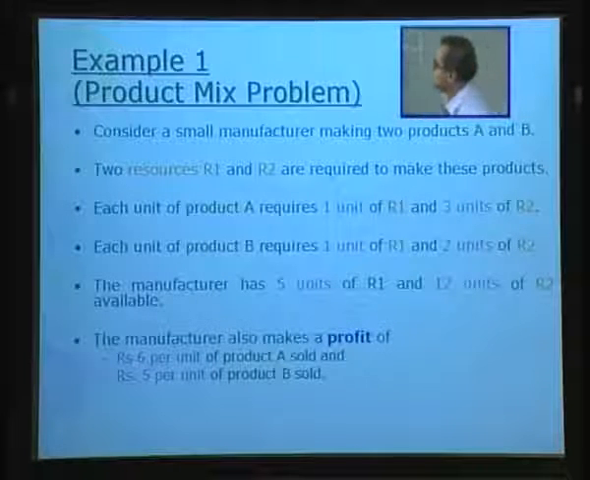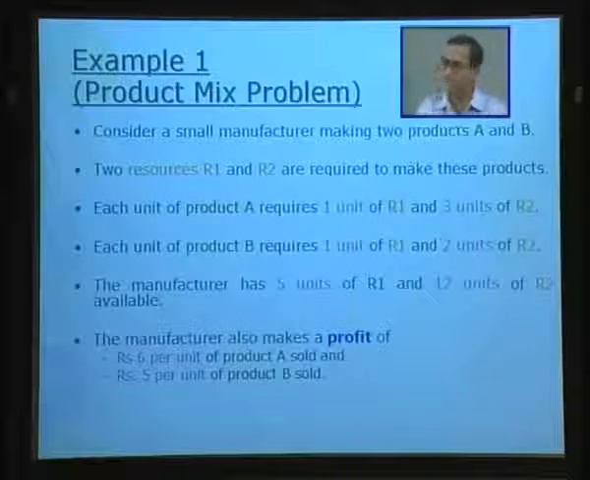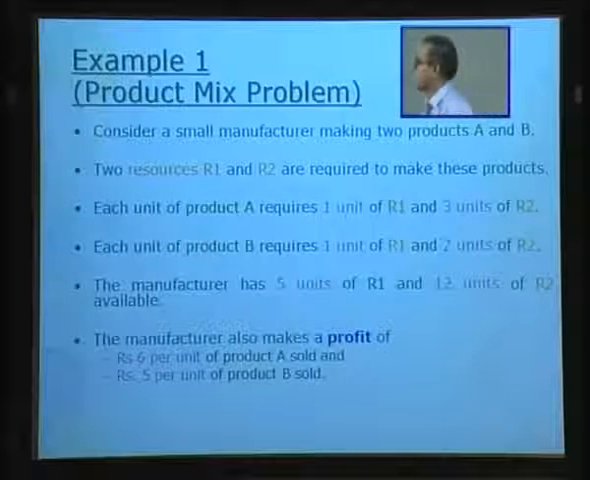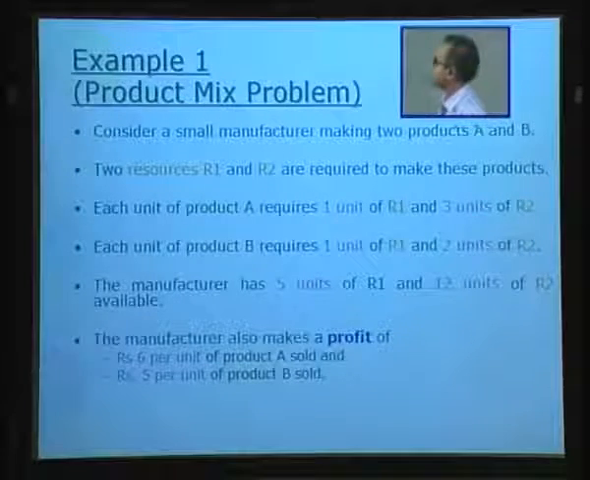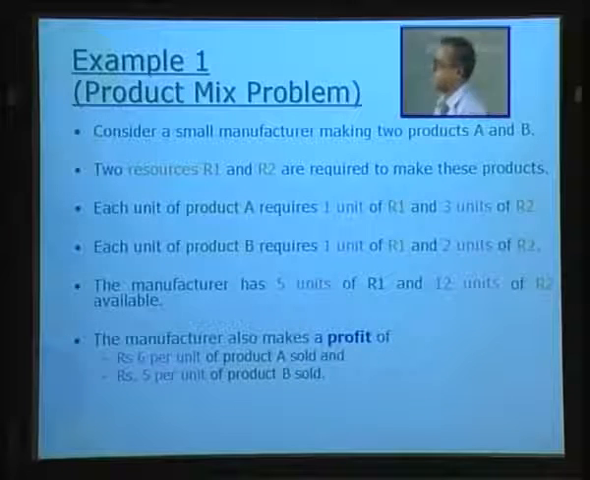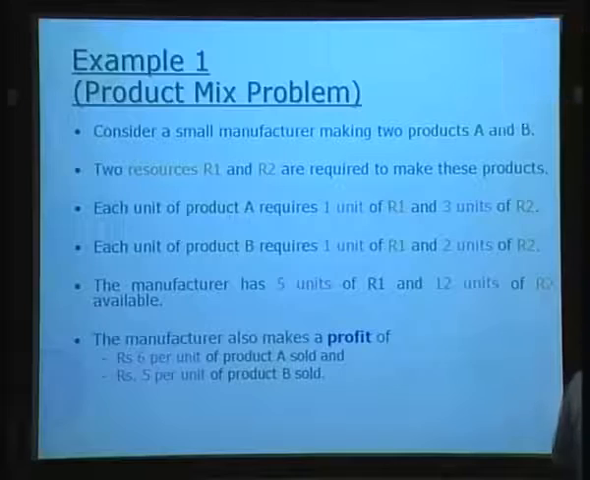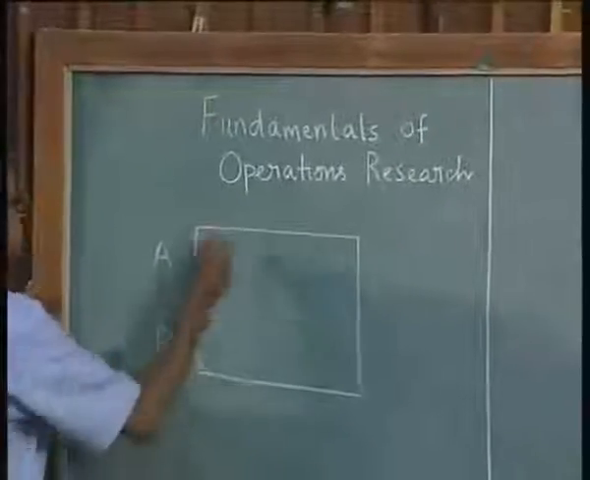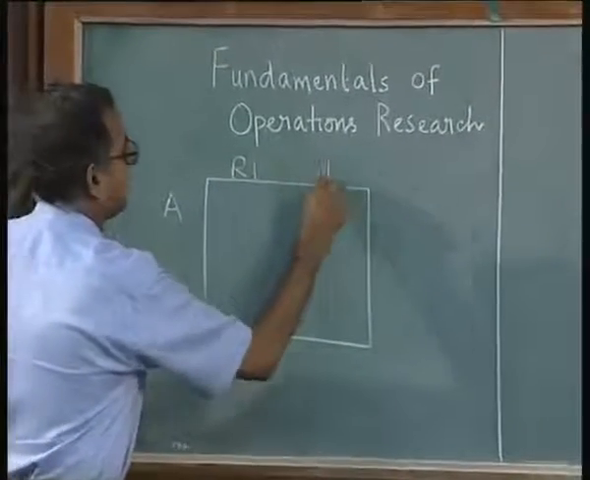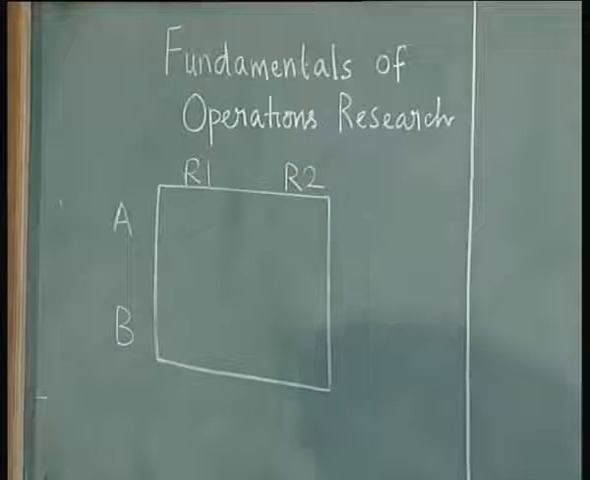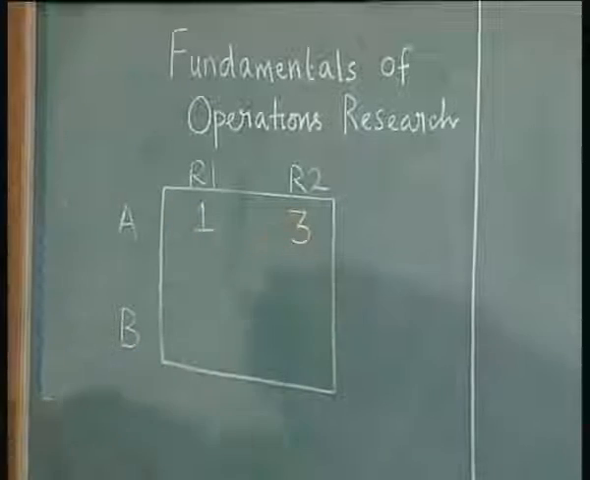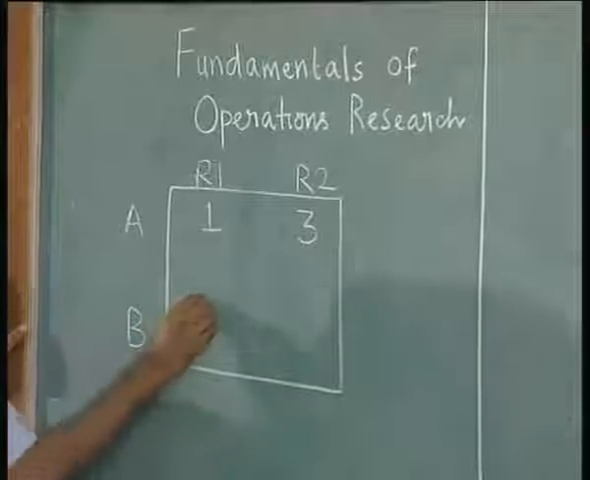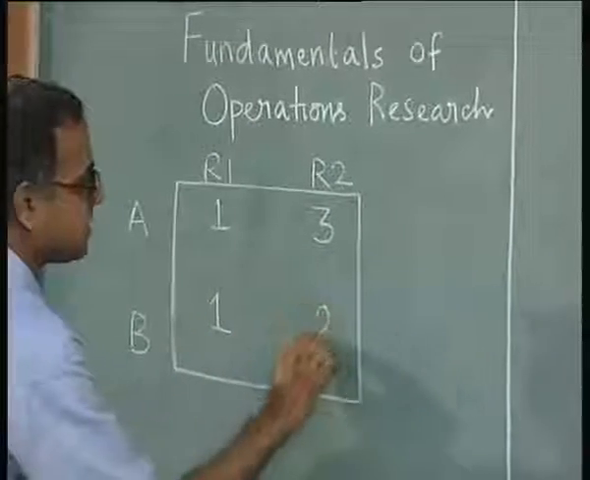So let us consider a small manufacturer making two products called A and B. Two resources are required, which we call R1 and R2, to make these products. Now each unit of product A requires 1 unit of R1 and 3 units of R2. For example, we have these two products A and B. The two resources needed are R1 and R2. A requires 1 unit of R1 and 3 units of R2. B requires 1 unit of R1 and 2 units of R2.